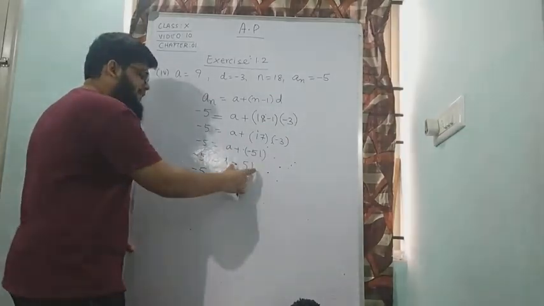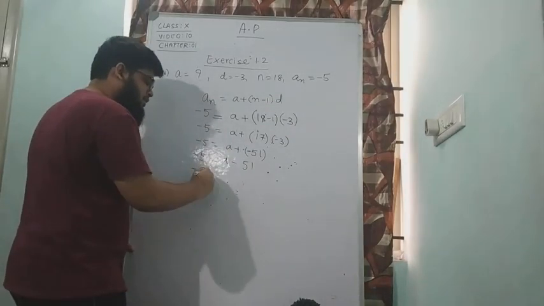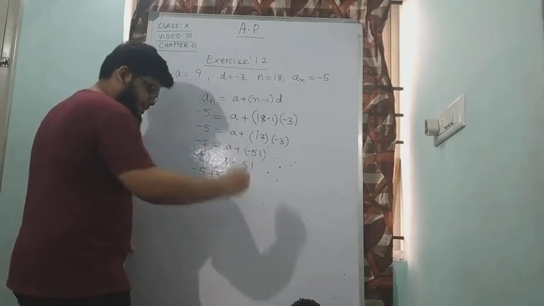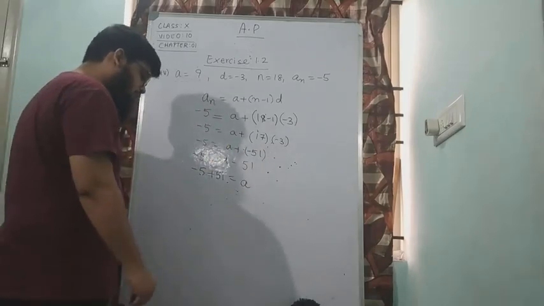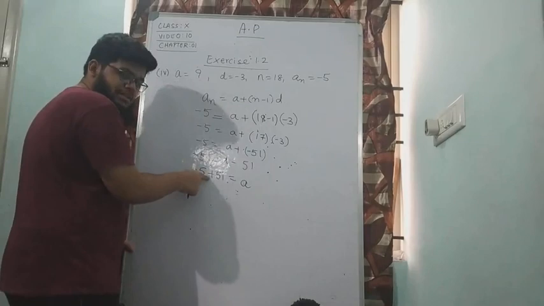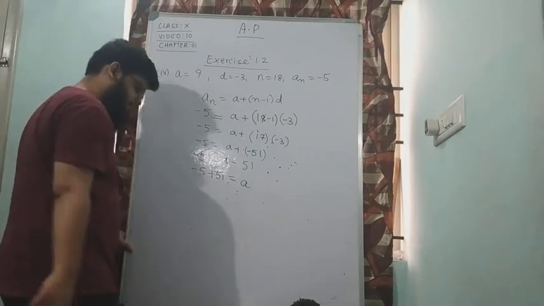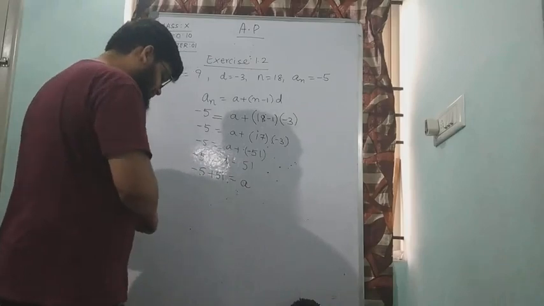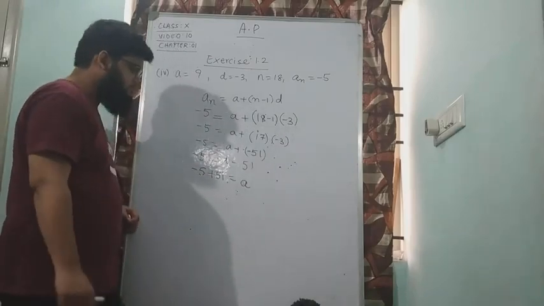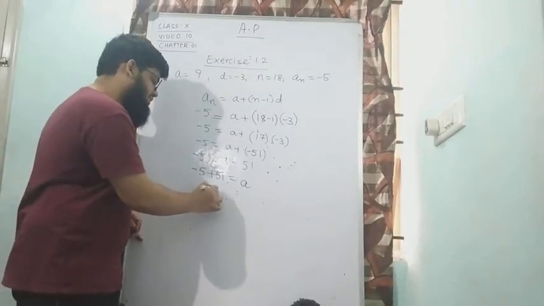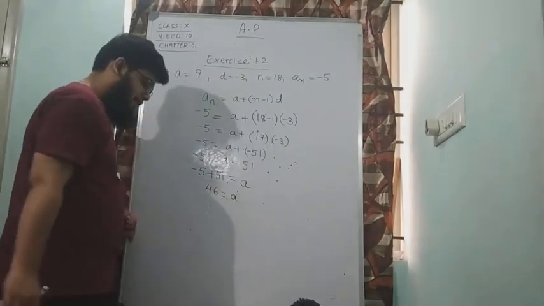Finally minus 5, minus 51 if I shift on the other side that becomes plus 51 is equal to a is remaining. So what is minus into plus? Minus, and what is going to be 51 minus 5? 51 minus 5. How much? 46 is the value of it.